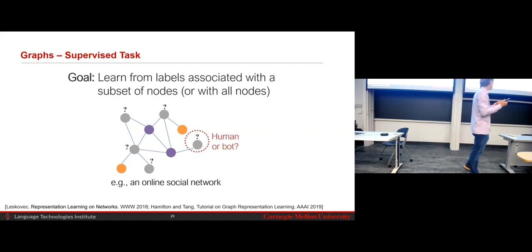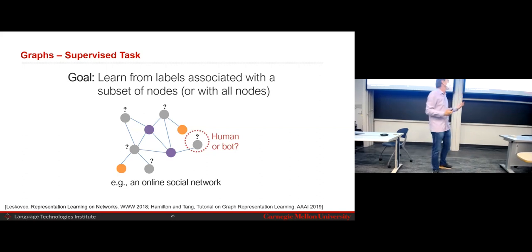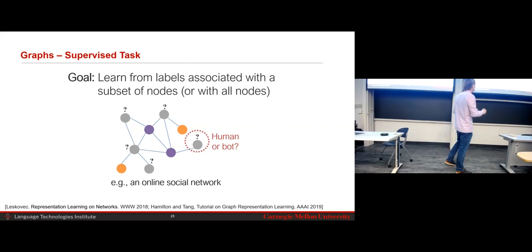Let me talk about the task and then the key aspect. But the key aspect first of a graph is there's two building blocks, nodes and edges. So nodes, usually it's an entity, and then edges are a kind of relationship between those entities. That's at the most basic. And what are the kind of goals you will have in a graph?